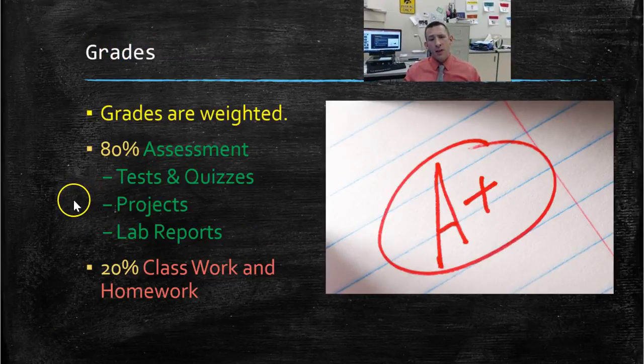Our weights. We're at an 80-20 split. 80% goes to tests and quizzes and projects and lab reports. Those are the big guys. You miss one of those, it's going to hurt you, because there's not as many of those as there is classwork and homework. Classwork and homework account for 20%. There's more of those little assignments.